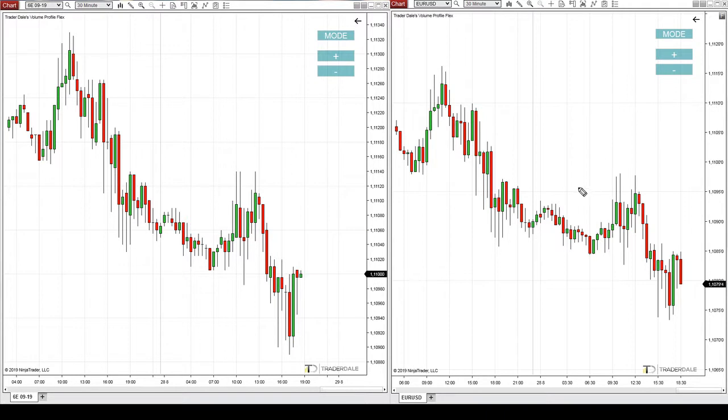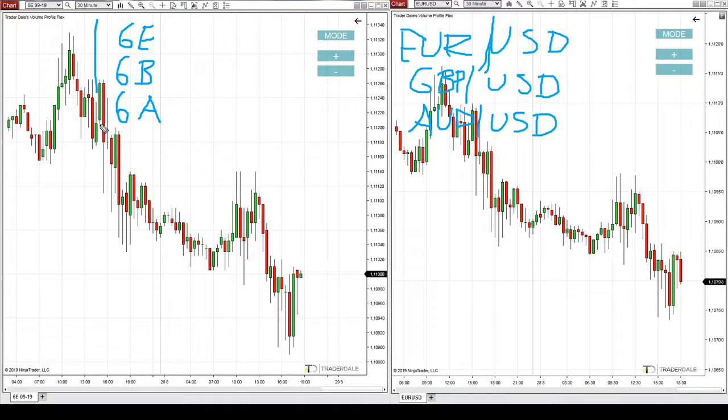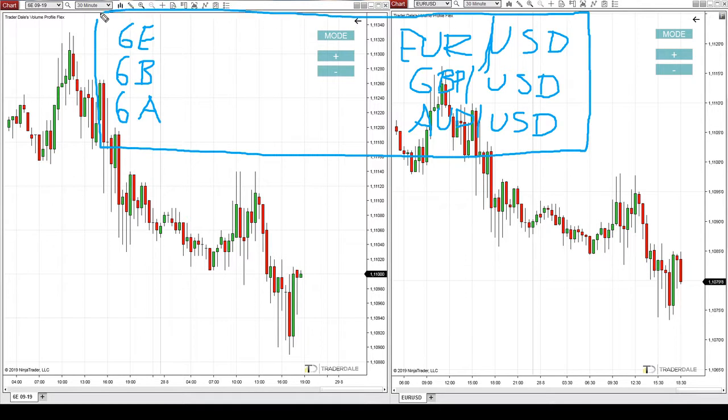So you can transfer levels like this for currency futures in the euro, British pound, Australian dollar, and US dollar. For those major pairs and futures symbols, you can do it like I just showed you.